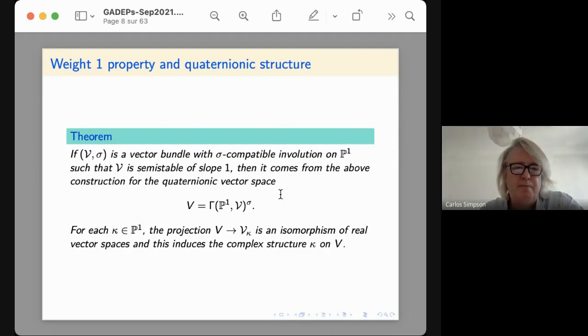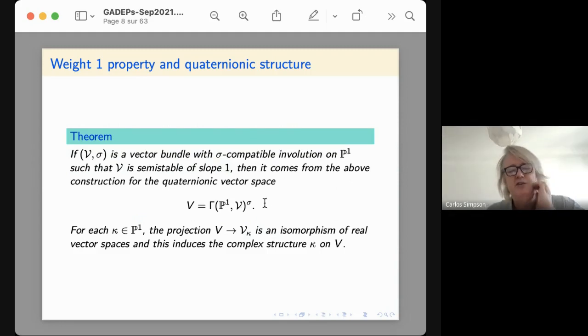And now you can just make a little theorem here, which is that this construction is actually an equivalence of categories between quaternionic vector spaces and this stuff. So a vector bundle with a sigma compatible involution such that V is semi-stable of slope 1. Okay. So all this stuff is just equivalent to having a quaternionic vector space. And the underlying vector space itself, what is it? It's the space of sigma invariant sections of the bundle.